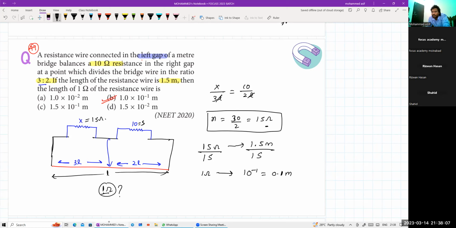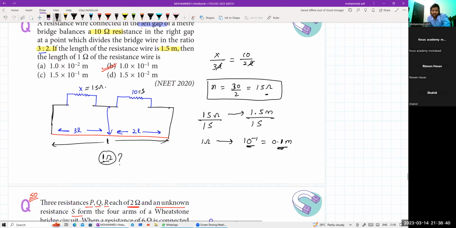ये हो गया 15, isn't it? Now these two are in which combination? Series. These two will be in series. Effective will be in parallel. अगर 15 ohm के लिए 1.5 है, तो 1 ohm के लिए कितना बन जाएगा? 15 ohms के लिए 1.5, isn't it? तो 1 के लिए कितना हो जाएगा, 1.5 divided by 15. 1.5 divided by 15 बन जाए 1 by 10. 1 by 10 मतलब 10 power minus 1. So 0.1 meters.